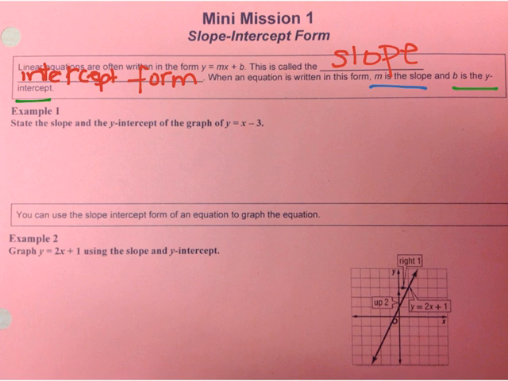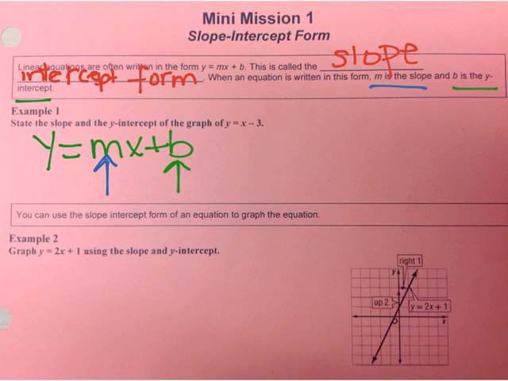Let's look at example 1. Example 1 says state the slope and the y-intercept of the graph of y equals x minus 3. So remember, everything needs to be in y equals mx plus b form. So we said that the slope is going to be m, and our y-intercept is going to be b.